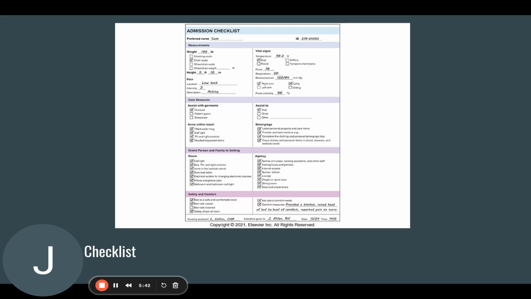This here is a sample admissions checklist. So the admission procedure includes measuring the person's height and weight, measuring vital signs. Sometimes you'll be required to obtain a urine specimen. You complete a clothing and personal belongings list. You orient the person to the room, nursing unit, and agency.